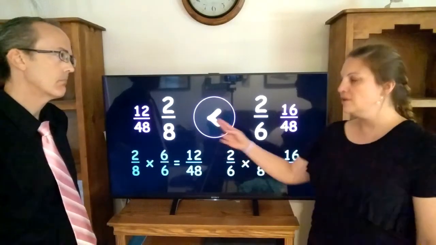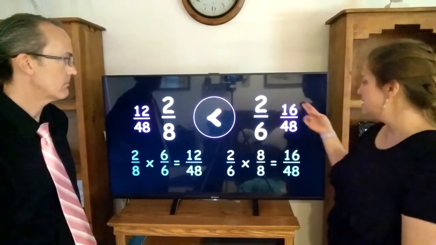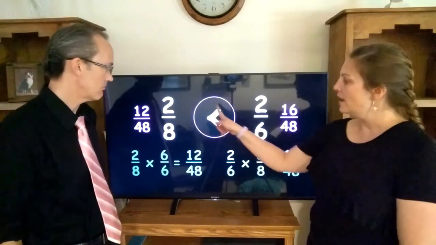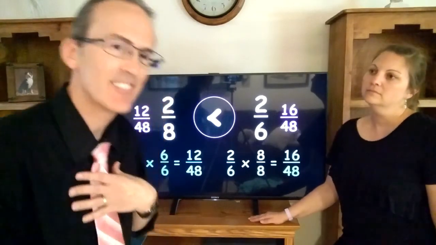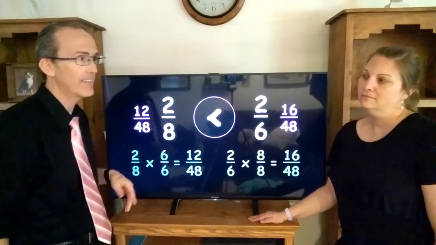12/48 is the same as 2/8, and 16/48 is the same as 2/6, and 12 is less than 16. So basically exactly what I said, just a little bit more complicated, right?